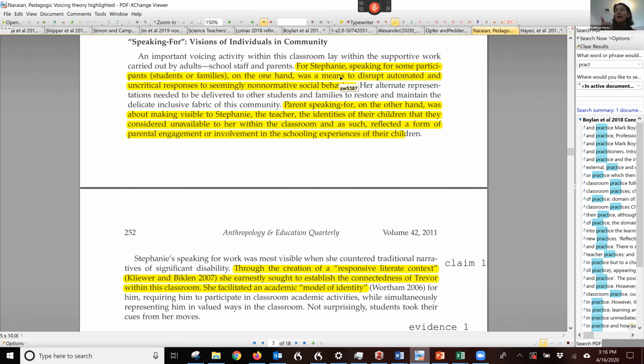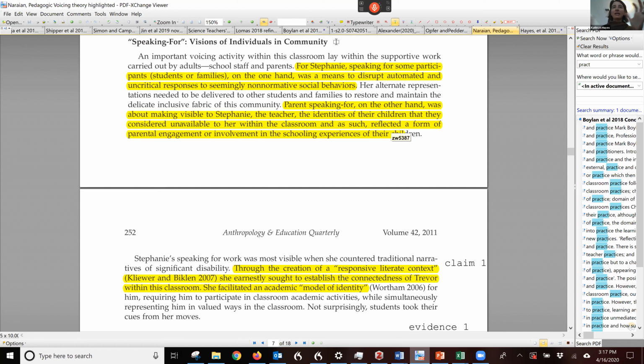So she says, for Stephanie, speaking for, on one hand, was a means to disrupt automated and uncritical responses. On the other hand, parent speaking for was about making visible to Stephanie the identities of their children. So she's got 2 sub-themes: Stephanie speaking for and parents speaking for. These were very likely codes, all right? They might have had even subcodes, all right?